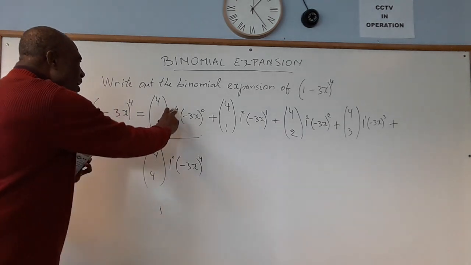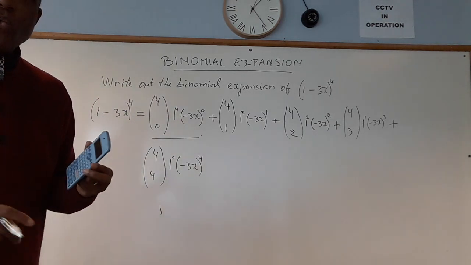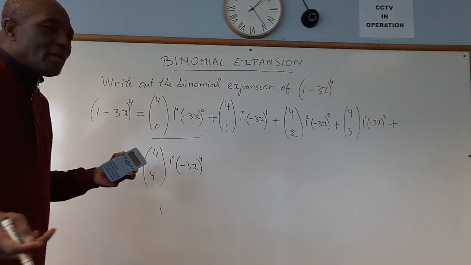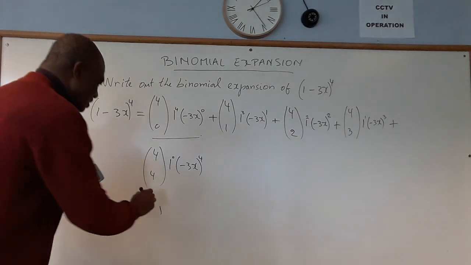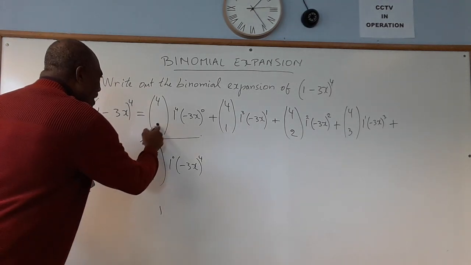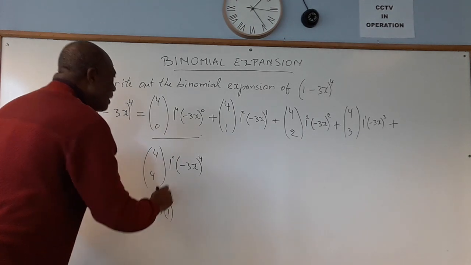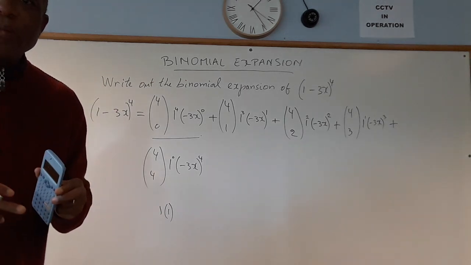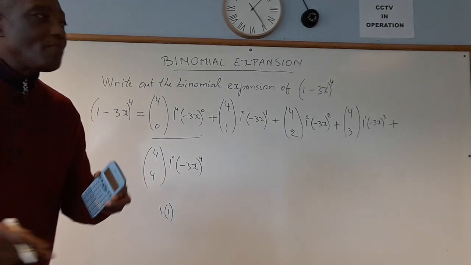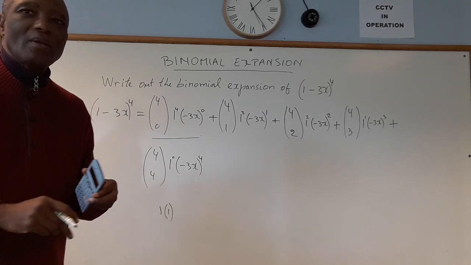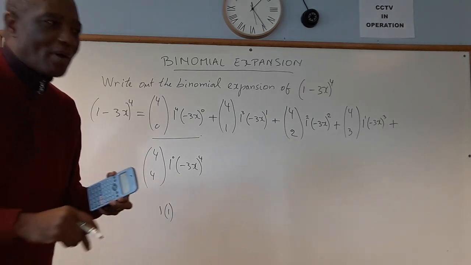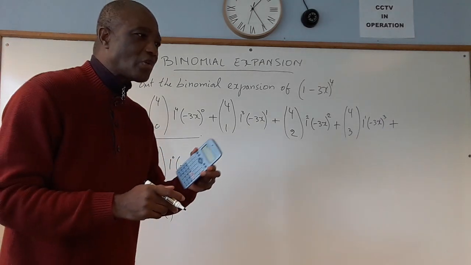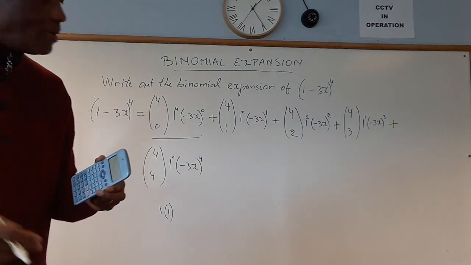And I have 1 to the power 4. 1 to the power of any number will give just 1. So I have 1 multiplied by 1. And then anything to the power of 0 is 1. Minus 5,000 to the power of 0 is 1. Minus 6 to the power of 0 is 1. Minus 50,000 to the power of 0 is 1.